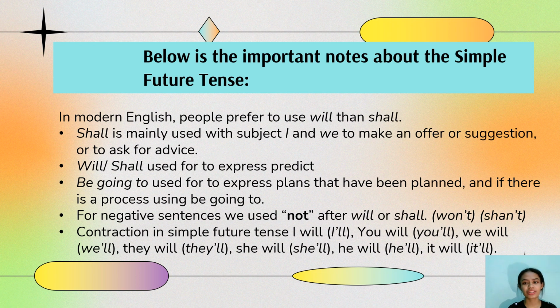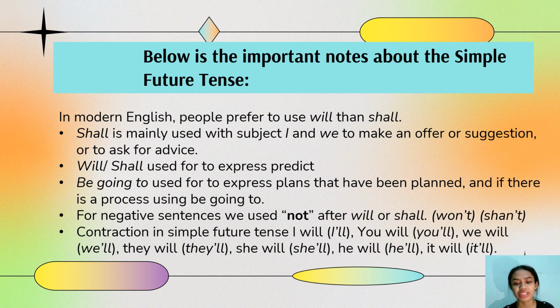Below are the important notes about the simple future tense. In modern English, people prefer to use will rather than shall. Shall is mainly used with the subjects I and we, to make an offer or suggestion, or to ask for advice. Will or shall are used to express predictions. Be going to is used to express plans that have been planned. For negative sentences, we use not after will or shall. For example, won't and shan't.